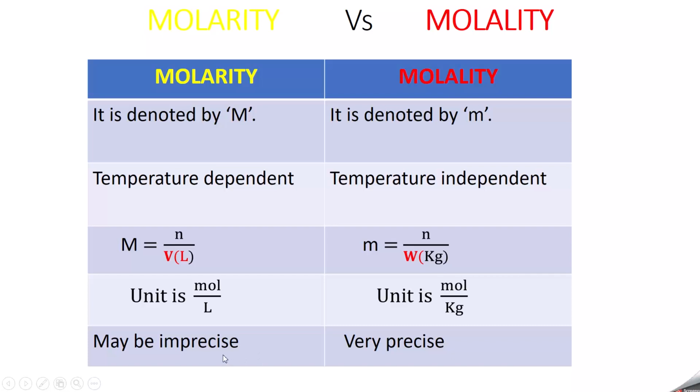Molarity is found to be somewhat inaccurate because it is dependent on temperature and it is dependent on volume. As the temperature changes, volume also changes. Volume is in the denominator, so when the volume changes, when you find the concentration at different temperatures, the molarity will be different. So it is found to be somewhat inaccurate since it is based on volume, but molality is based on weight, so the weight will not change with temperature. So it is found to be somewhat accurate.